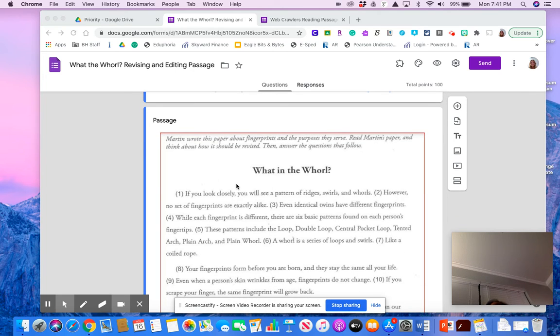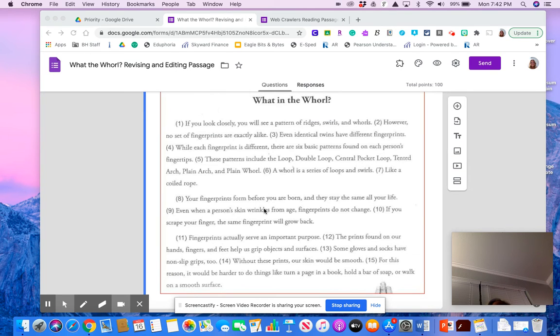What in the Whorl? If you look closely, you will see a pattern of ridges, swirls, and whorls. However, no set of fingerprints are exactly alike. Even identical twins have different fingerprints. While each fingerprint is different, there are 6 basic patterns found on each person's fingertips. These patterns include the loop, double loop, central pocket loop, tinted arch, and plain whorl. A whorl is a series of loops and swirls, like a coiled rope.